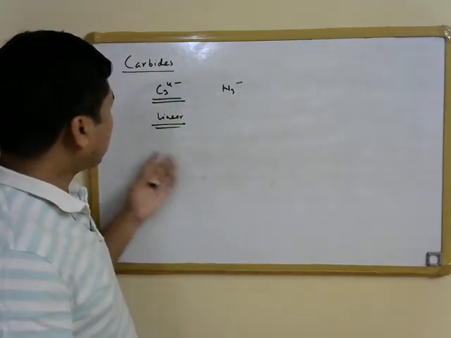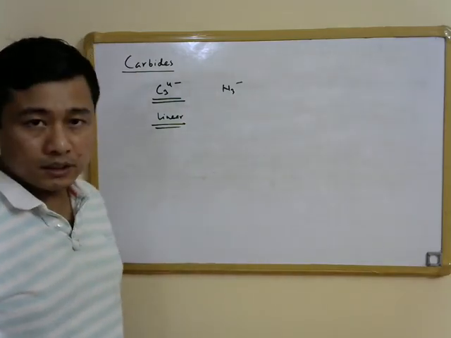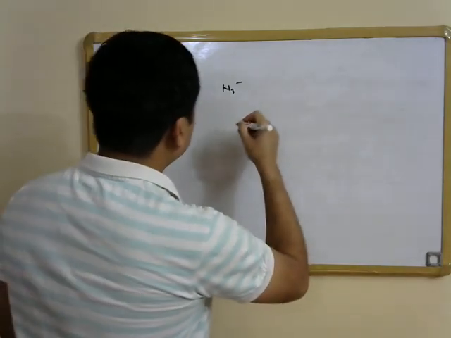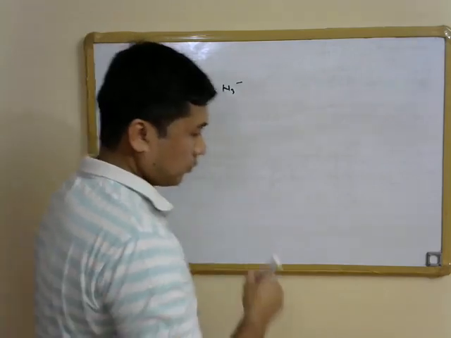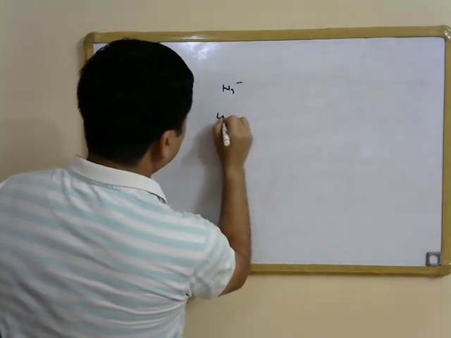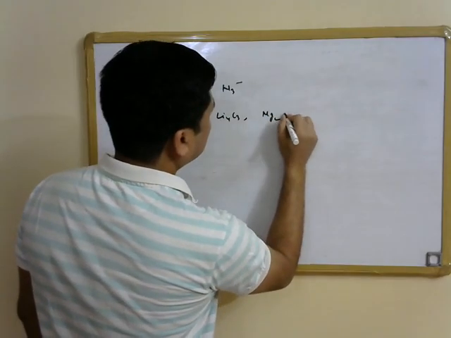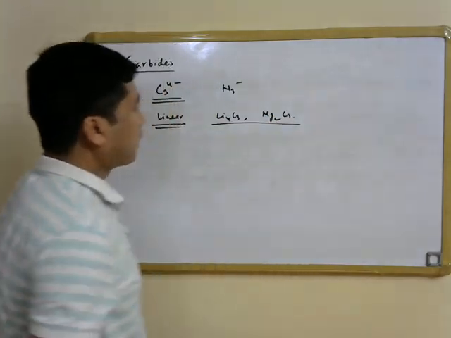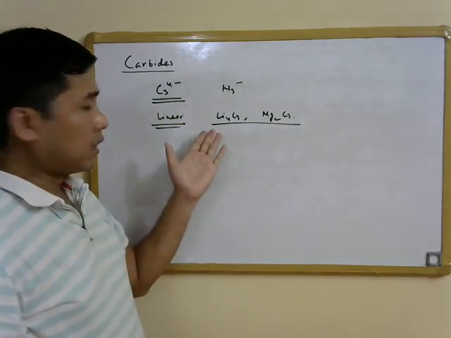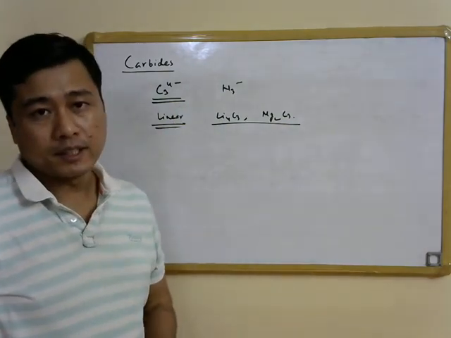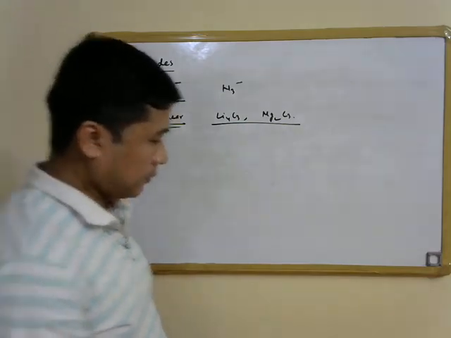So there are examples of carbides containing the C3 4- ion, and these are essentially Li4C3, Mg2C3. So these are the examples of carbides containing C3 4- ions.